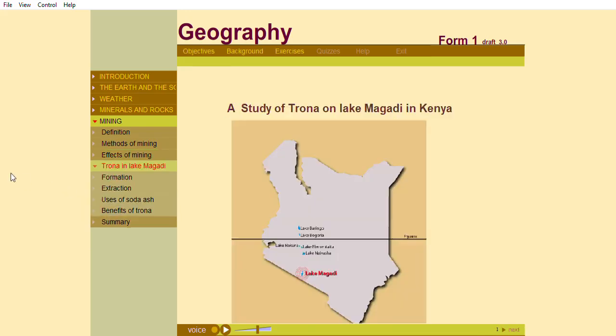In the Rift Valley province of Kenya, there are many lakes. Some of the lakes contain fresh water while others contain salt water. The only lake that contains trona is Magadi. Lake Magadi lies on the floor of the Rift Valley, about 120 kilometers to the southwest of Nairobi. It is also the biggest single source of mineral wealth in Kenya.